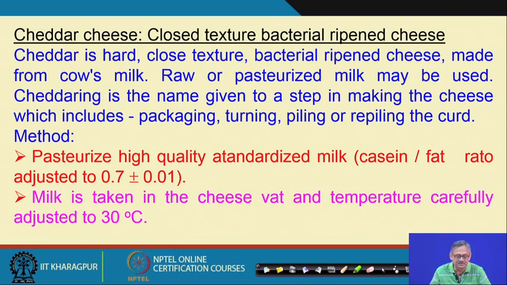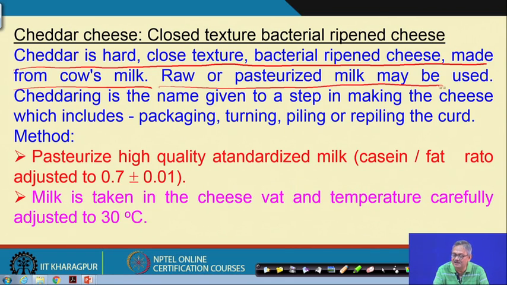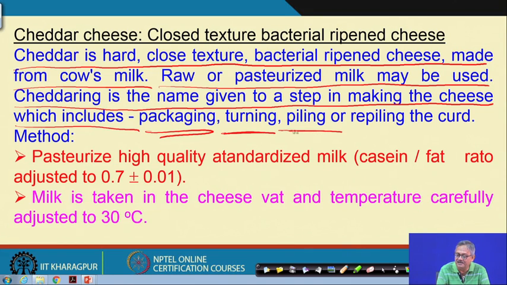So, let us look into the cheddar cheese, which is a close texture bacterial ripened cheese, and in this process cheddar is a hard close texture bacterial ripened cheese made from cow's milk. Raw or pasteurized milk may be used. Cheddaring is the name given to the step in making cheese, which includes packaging, turning, piling, repiling the curd, right.